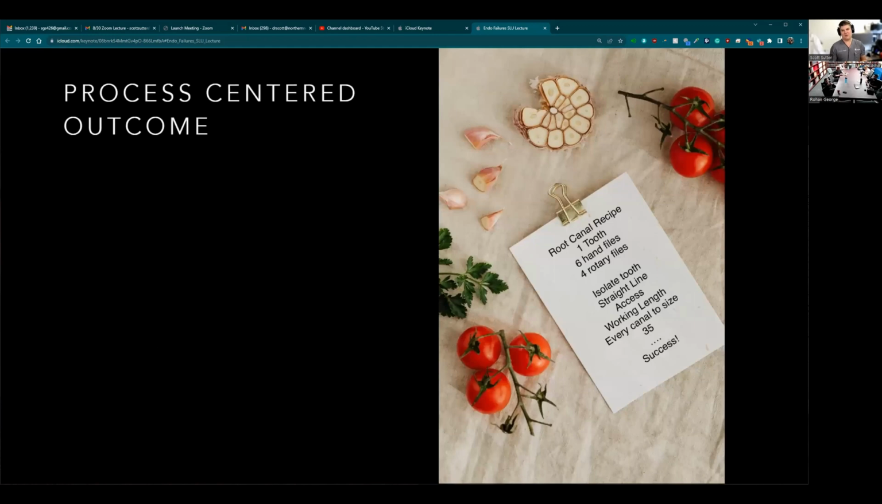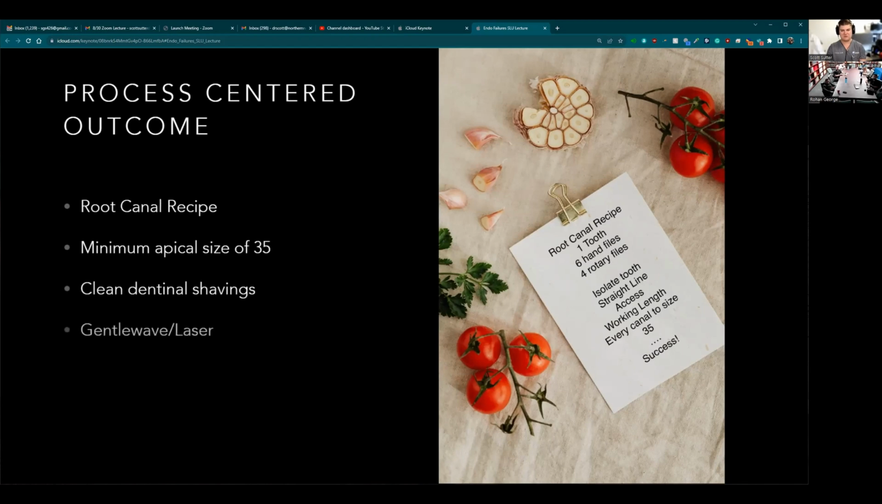Now, process-centered outcome is what you probably all learned in dental school. Did all of you learn in dental school that it's more like an if this, then that? So if you take it to 35, or if you take it to the point where you get clean dentin shavings, or if you use this toy, you will have success.